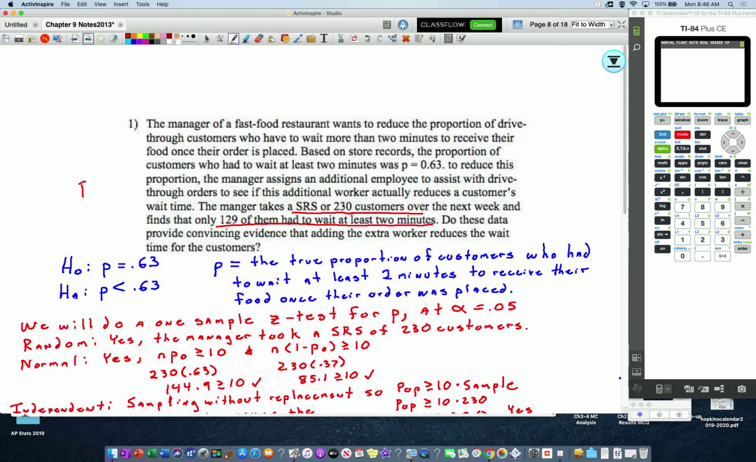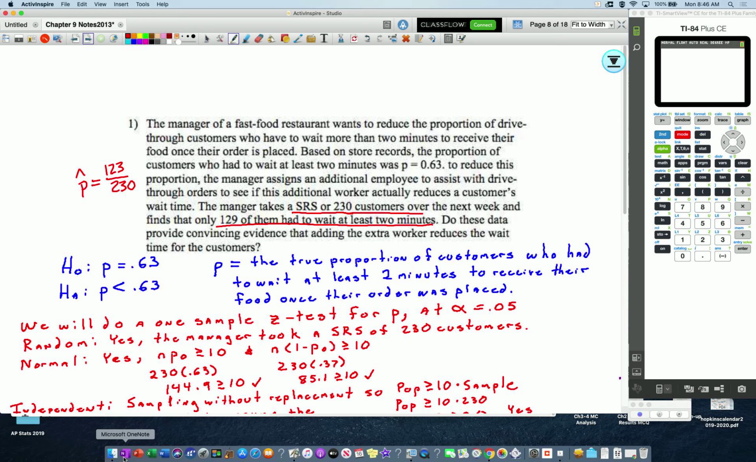Just to let you know, that's your p-hat value. That's your sample proportion that you're going to use to see what the actual p-value is, to see whether or not you have statistical evidence that you actually reduced the proportion of wait times.